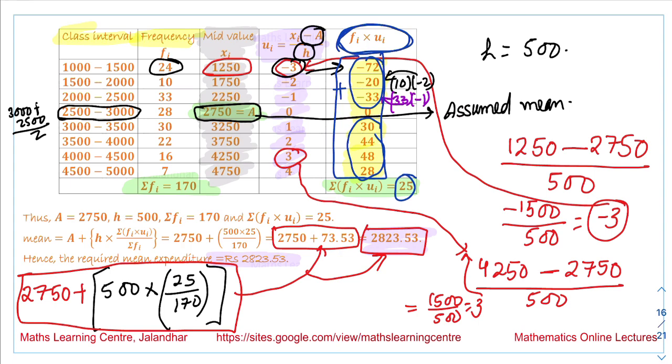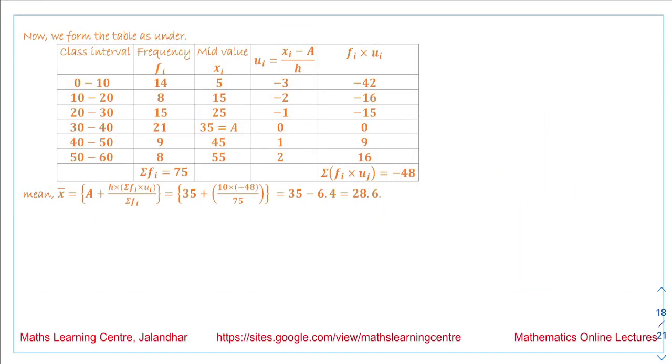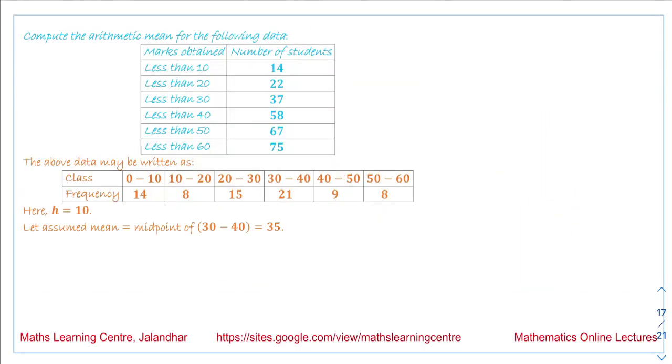Now the next question we have is: compute the arithmetic mean of the following data. Now the data is given in the less than form. So it is marks obtained and number of students that are given to us. We are talking about the students having less than 10 marks, it is 14. Students less than 20 marks, it is 22 students. Students less than 30 marks, it is 37.